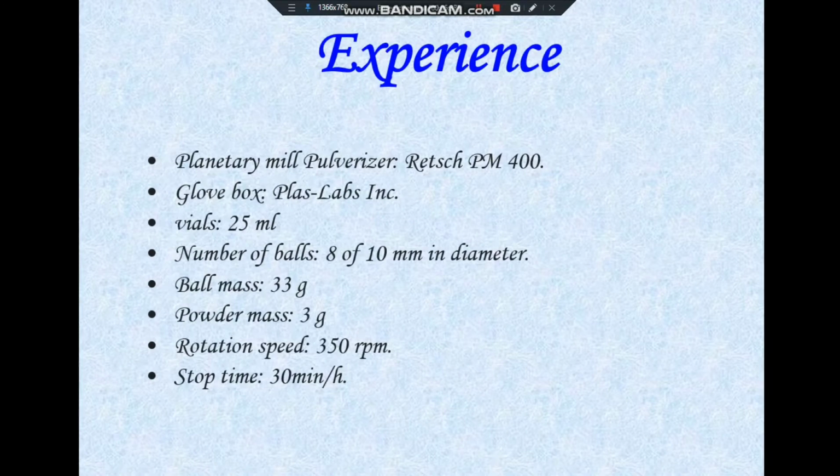We use in our experiment a planetary mill pulverizer Retsch PM 400 with a glove box, with vials of 25 milliliters, with 8 balls of 10 millimeters in diameter, with a ball mass of 33 grams and a powder mass of 3 grams, with a rotation speed of 350 rpm with a stop time of 30 minutes per hour.